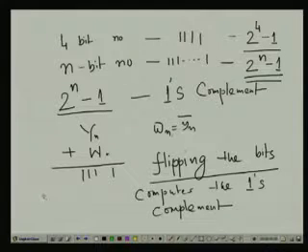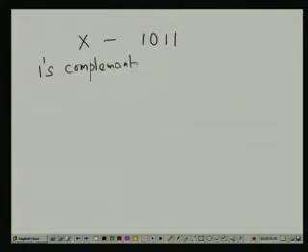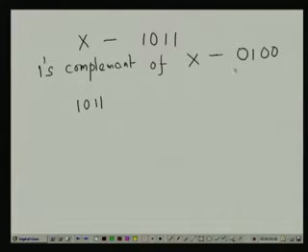That means, say if one number x is 1011, then the ones complement of x is 0100. Now, see 1011 and 0100, this becomes always all 1. So, in this way we define the ones complement.